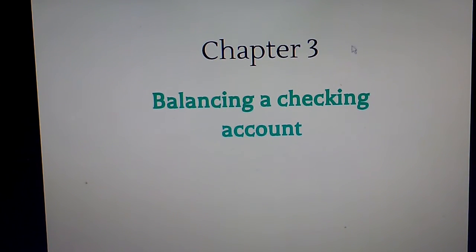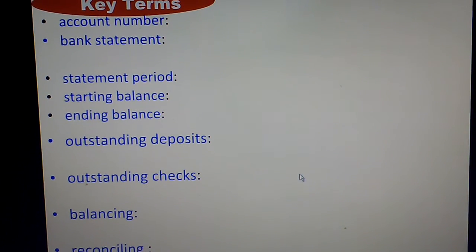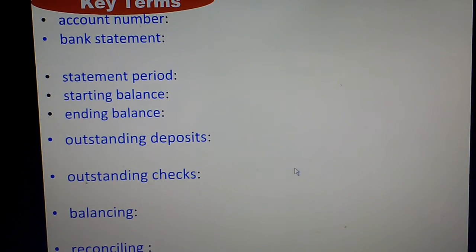Okay, financial algebra. We are going to start learning about balancing a checking account. So first you're going to need your notebooks so we can go over some terms. You're not going to have to write down all of these terms because some of them you already know. There's a few selected I'm going to want you to write down.